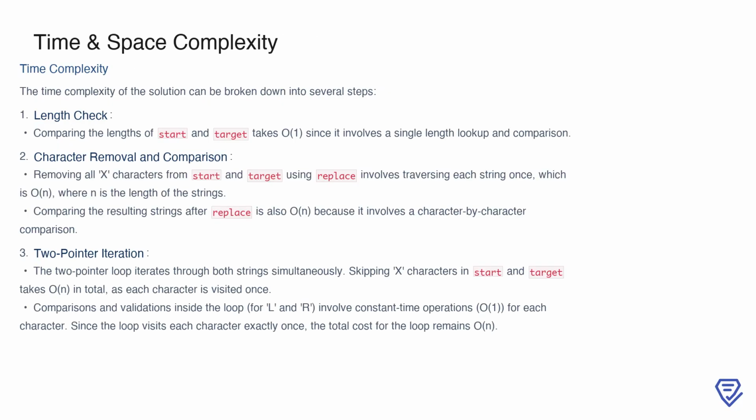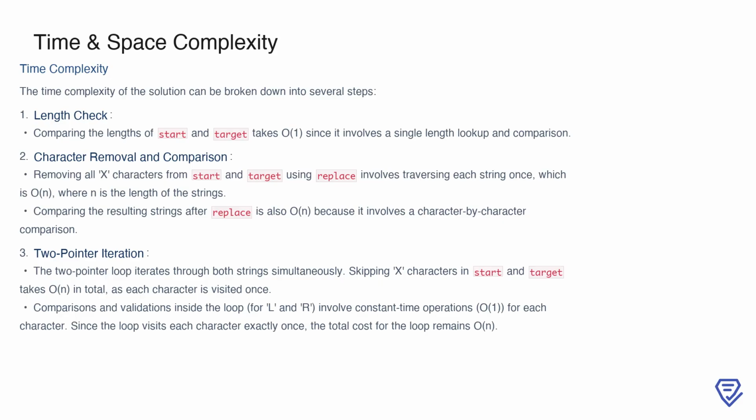In analyzing the time complexity of this solution, we can break it down into a few key steps. First, the length check, which simply compares the lengths of the start and target strings, is an O(1) operation because it involves a single lookup and comparison. Next, we remove all x characters from both strings using the replace method. Since this operation traverses the entire string once to remove characters, it has a time complexity of O(n), where n is the length of the strings. Following this, the comparison of the resulting strings involves a character-by-character check, which is also O(n).